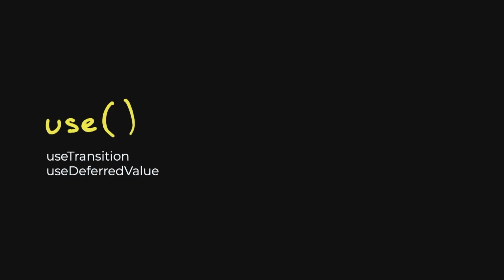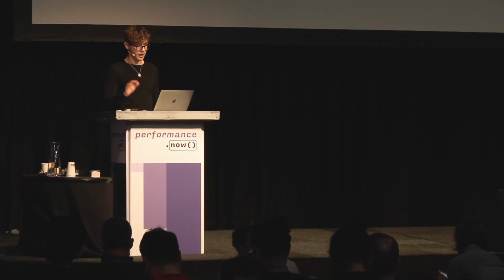So that's how concurrent rendering works with the useTransition hook. Now, there's also another case where it helps, and it's React hydration.